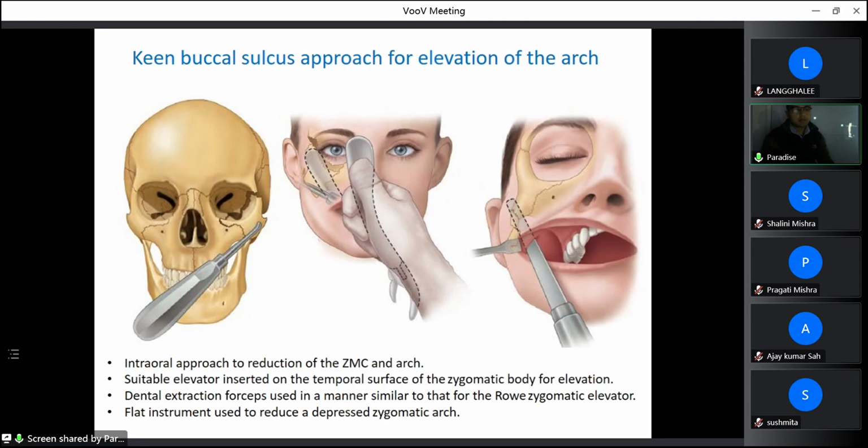This procedure is also known as a non-surgical approach. Even though you have to give the incision, it is considered non-surgical treatment, because you don't have to open the surgical site. You don't have to fix it with a plate and screw. That's why it is also known as non-surgical treatment or closed treatment for depressed zygomatic arch fracture. So closed treatment for depressed zygomatic arch fracture is either through the Gillies temporal approach or Keen's buccal sulcus approach.